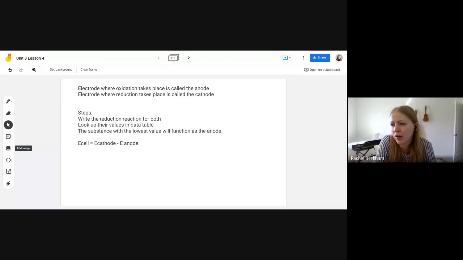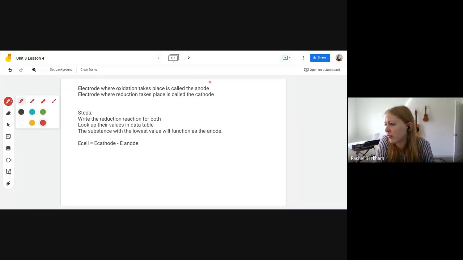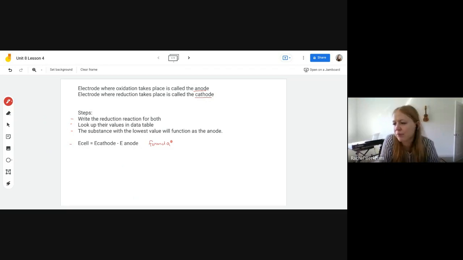So to summarize some of the vocab in this lesson, the electrode where oxidation takes place is called the anode. And the electrode where reduction takes place is called the cathode. Okay, and there's going to be some problems here, and these are the steps for those problems if you want to screenshot this. And this is the actual formula that we are going to use. So I'm going to refer back to this in just a minute.